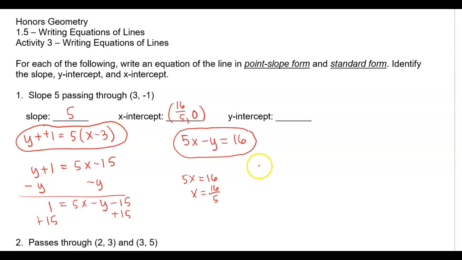To find the y-intercept, I will let x equal 0. So that means 5x will turn into 0. I'll be left with negative y equals 16. So y is negative 16. Make sure you write an ordered pair.